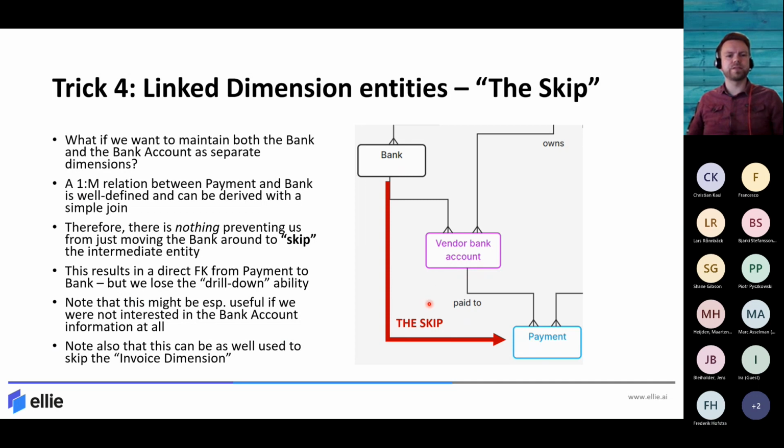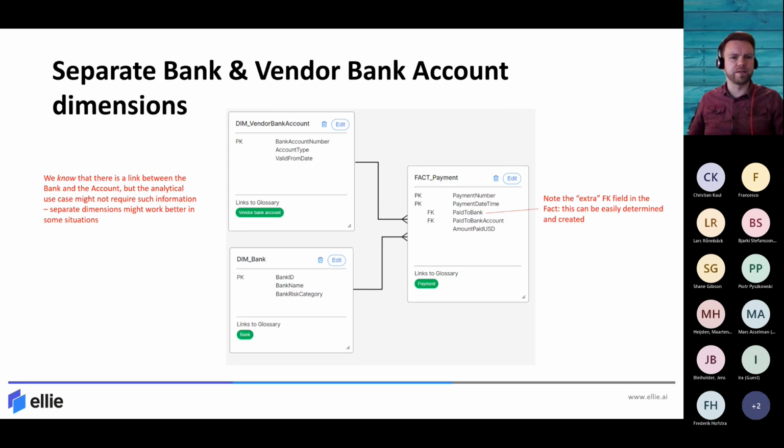But we can build this in such a way that the end user of our star schema doesn't have to bother with it. So if we're not interested, for example, in the bank account information at all, we can just link the bank directly into the payment and be done with it. And we end up with something like this. We have two different dimensions in this picture. We have the payment fact here. We have the vendor bank account dimension. We have the bank dimension.